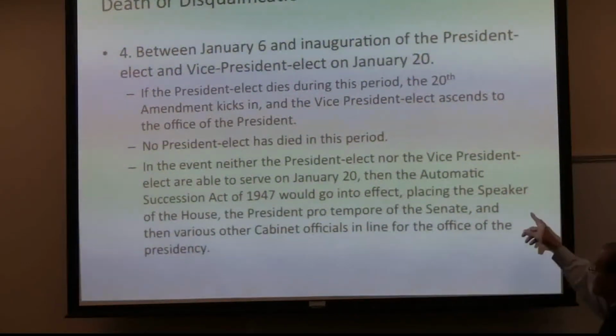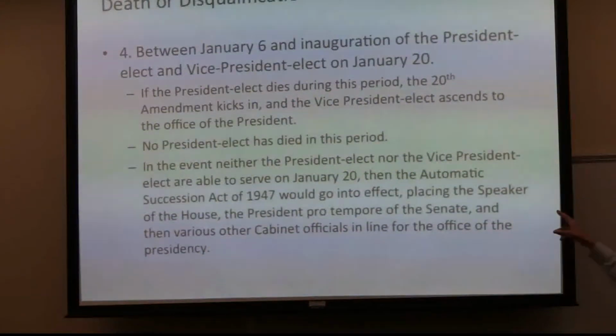And then there's also this question: in the event neither the president-elect nor the vice president-elect is able to serve on January 20th, then the Succession Act of 1947 kicks in. Speaker of the House would be first, President pro tem of the Senate, and then it goes to cabinet officials from there. So that's that process.